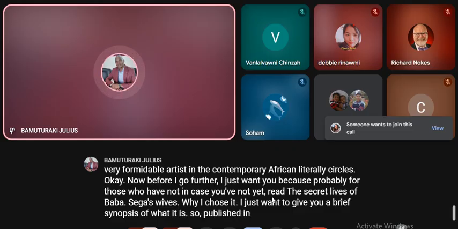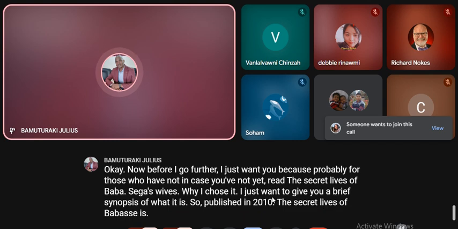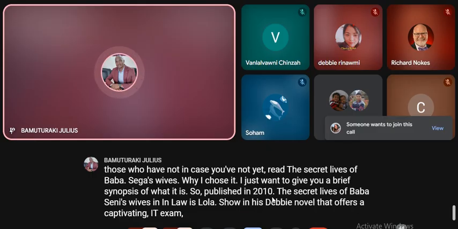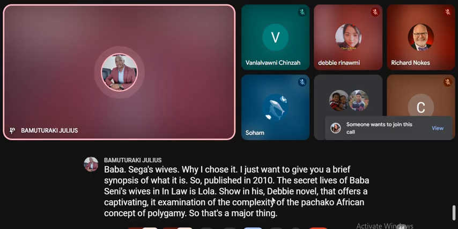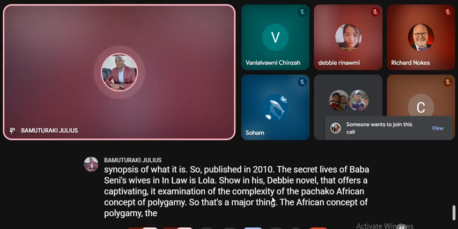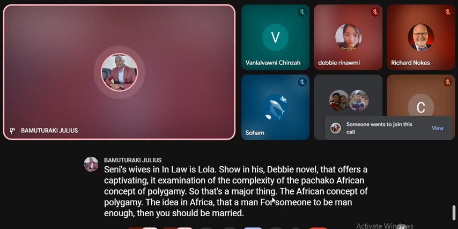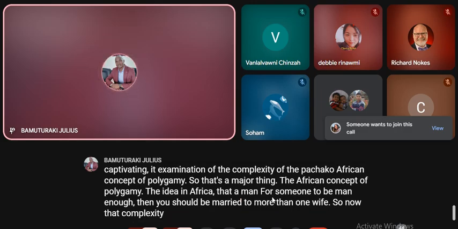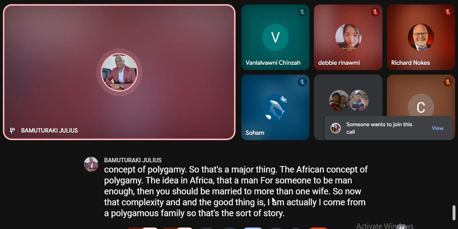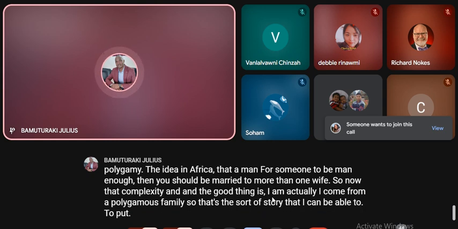Published in 2010, The Secret Lives of Baba Segi's Wives is Lola Shoneyin's debut novel, which offers a captivating examination of the complexity of the patriarchal African concept of polygamy. That's a major thing: the idea in Africa that for a man to be man enough, he should be married to more than one wife. The good thing is, I come from a polygamous family, so that's the sort of story I can put myself in and fit into.